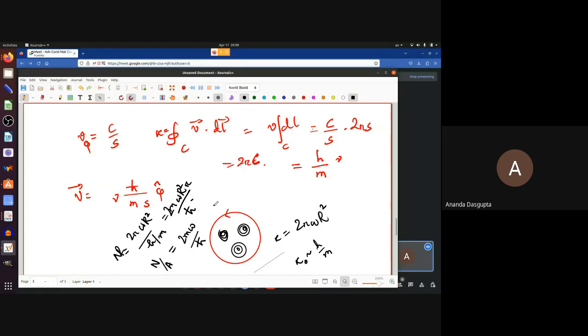So any questions about this? Because I will have to make a start on the next bit, which is a further consequence of this microscopic theory. But any questions about this?